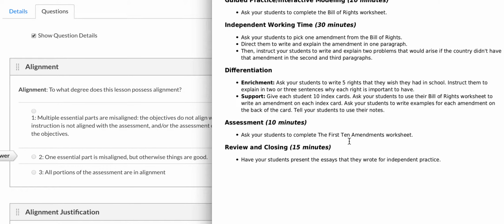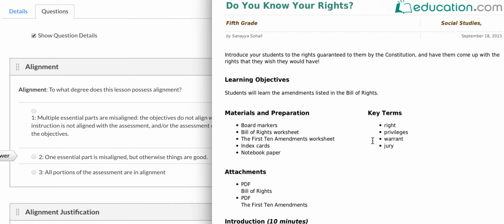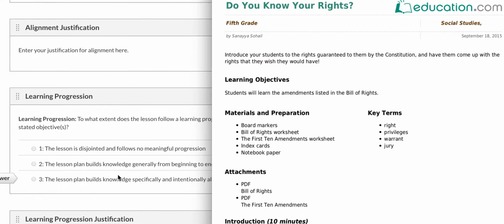The problem is that when you look at the first 10 amendment worksheet, it's really just a matching task. And so you have a big issue there where you're teaching to comprehension or application or more, but then you're assessing at a recall. I'm not sure what the overall goal is, but if it's either one of those, there's a third thing that's wrong. So that to me is the best answer. You could say, depending on how you interpreted this, that multiple essential parts are misaligned, but I don't think you can make a case for a 3.